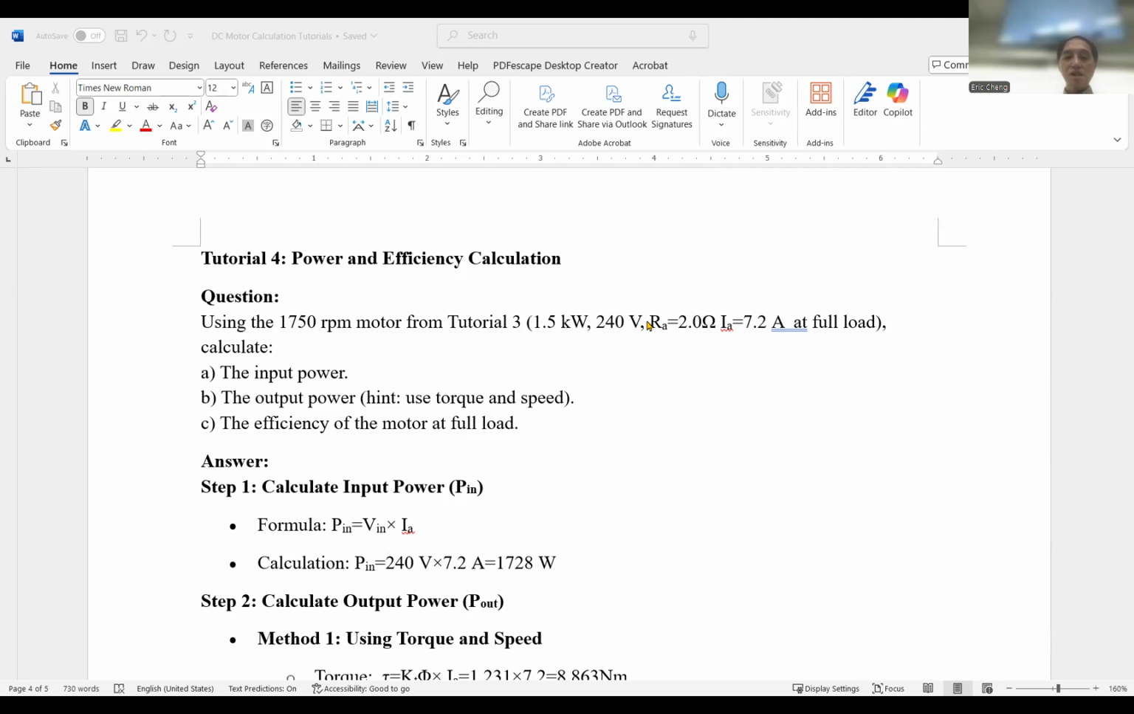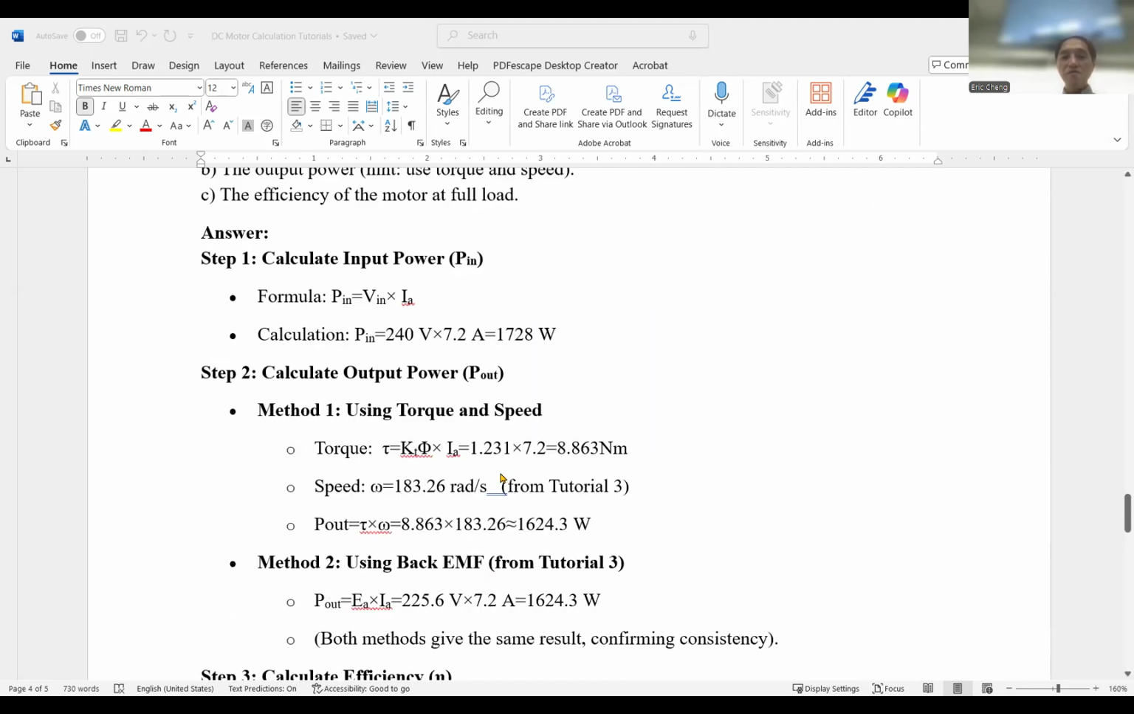From here, you can know the input power. So the 1.5 kW looks more like the output power rating. This is the input power with consideration of the power losses. So let's see the output power to see if that really is the case.